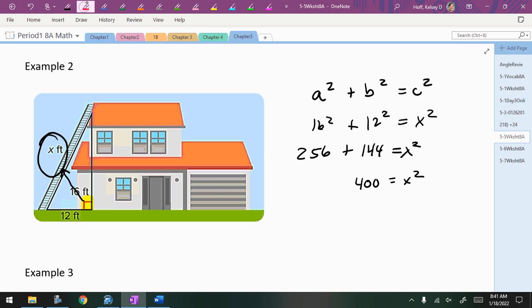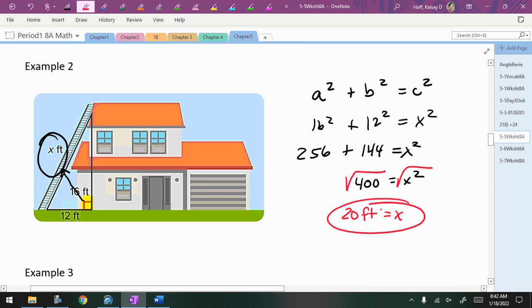Now what do I do? Now the check mark, take the square root. 20? Anybody else get 20? Yeah. 20, what's my label? Ooh, careful. Feet. Now, X stood for our hypotenuse. Our hypotenuse should be the longest. Does this look like the longest? Yeah. 20 is bigger than 16 and 12.